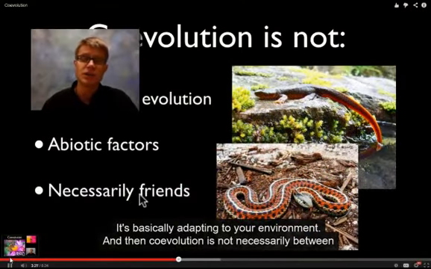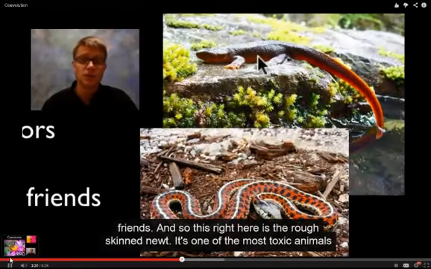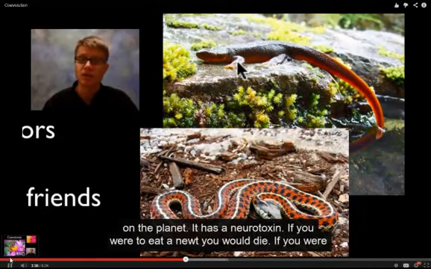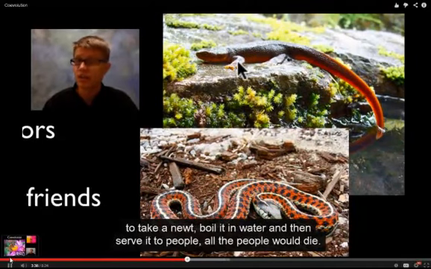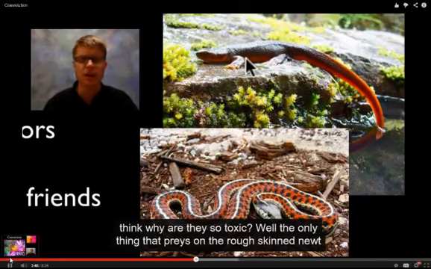And then coevolution is not necessarily between friends. This right here is the rough-skinned newt. It's one of the most toxic animals on the planet. It has a neurotoxin. If you were to eat a newt, you would die. If we were to take a newt, boil it in water, and then serve it to people, all the people would die. It's a nasty neurotoxin. Now, they don't bite, and so it's not a big deal.